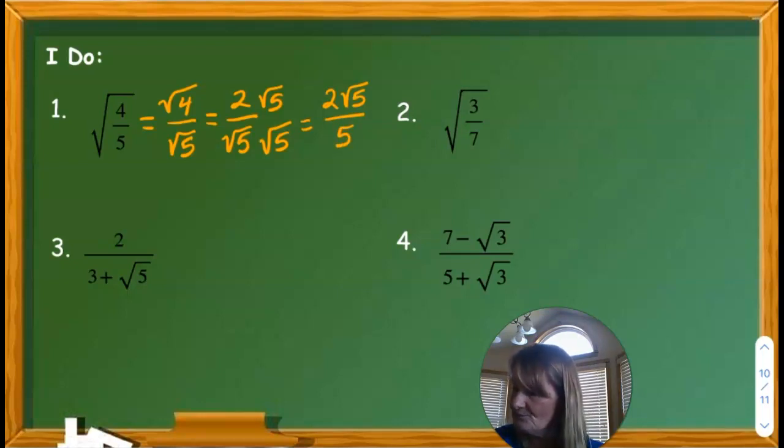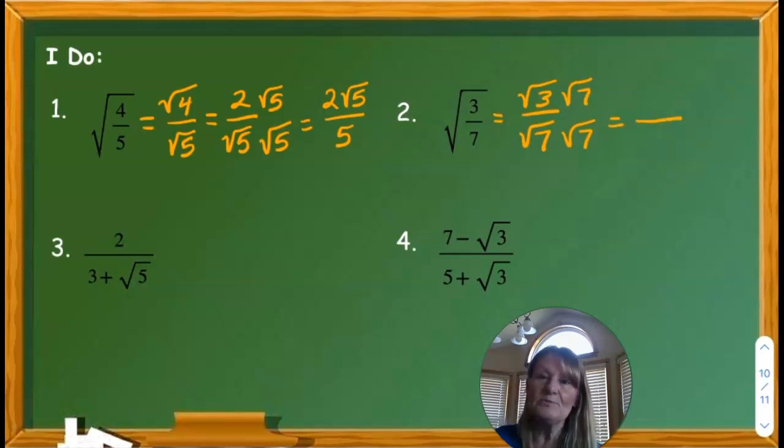Let's try number 2. Again, the first thing I'm going to do is write the square root of 3 over the square root of 7. Now I'm going to rationalize. Now this one's a little different in the fact that both the numerator and denominator contain radicals. Okay, so that's fine. This time we can multiply the two together. And the square root of 7 times the square root of 7 is 7. So a little bit different there on those problems. So again, I would pause and jot those down.